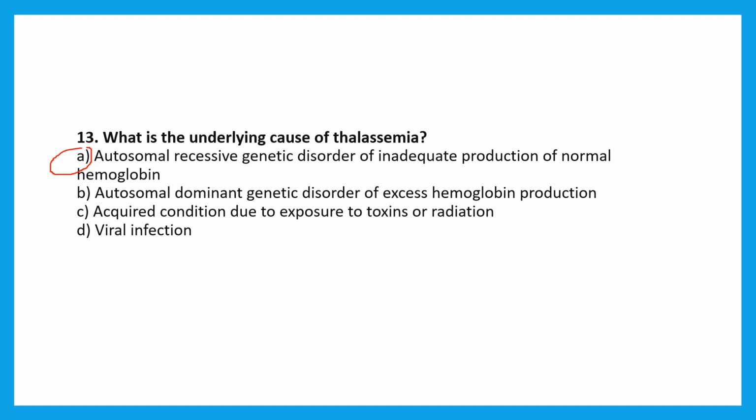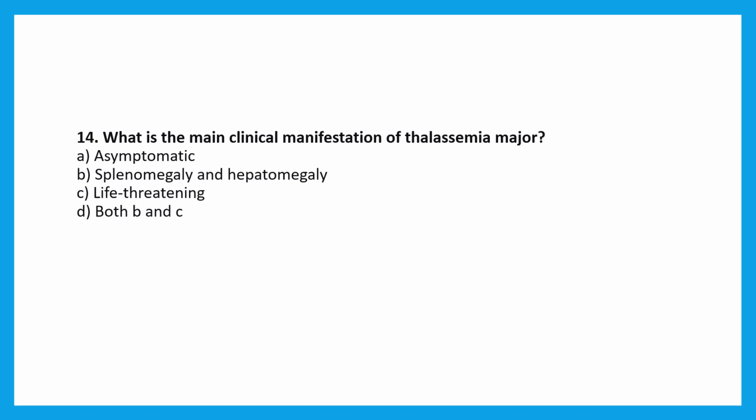Let's go to question number 14. What is the main clinical manifestation of thalassemia major? A, asymptomatic. B, splenomegaly and hepatomegaly. C, life-threatening. D, both B and C. What is the main clinical manifestation of thalassemia major? That is question number 14.